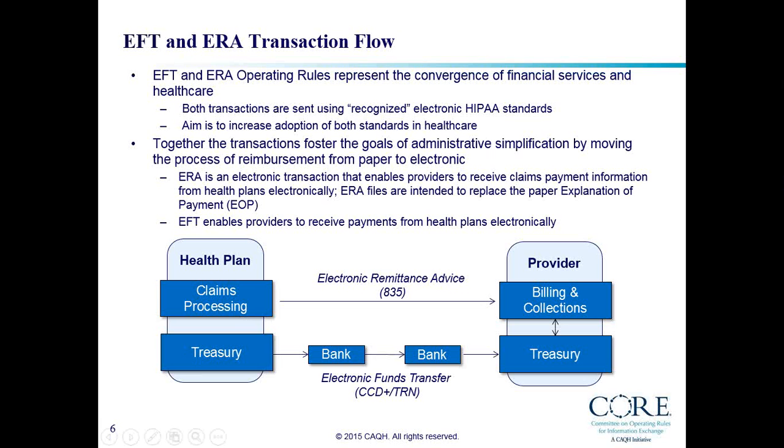While the EFT is sent first as an order from the health plan to the health plan's bank, and you see that health plan treasury sends it first to the bank, then as a financial transaction between the health plan's bank and the provider's bank, then finally the funds are deposited in the provider's account and show up in an account statement for the provider.